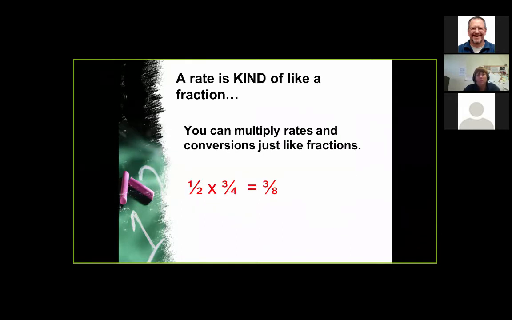So let's talk a little bit about the math of when we're using rates. A rate is kind of like a fraction. You can multiply rates and conversions just like you do fractions. So we're going to harken back to our primary school days when we learned how to multiply fractions. 1/2 times 3/4: remember, you multiply the top numbers, the numerators, 1 times 3 is the numerator, and the denominators, 2 times 4 is 8 in the denominator on the bottom. So you multiply rates and conversions just like fractions.